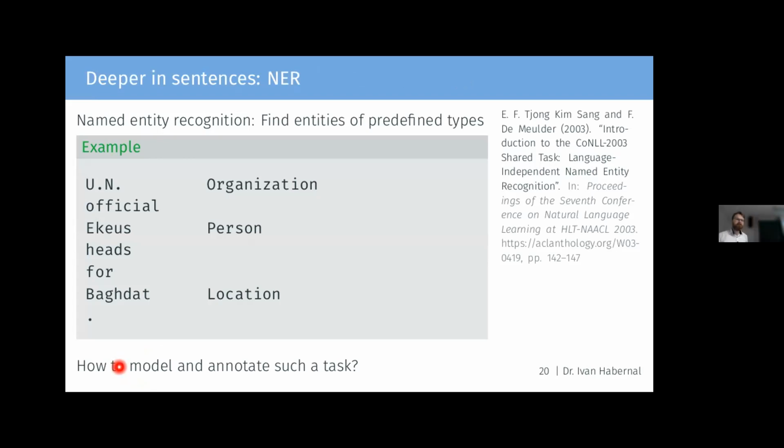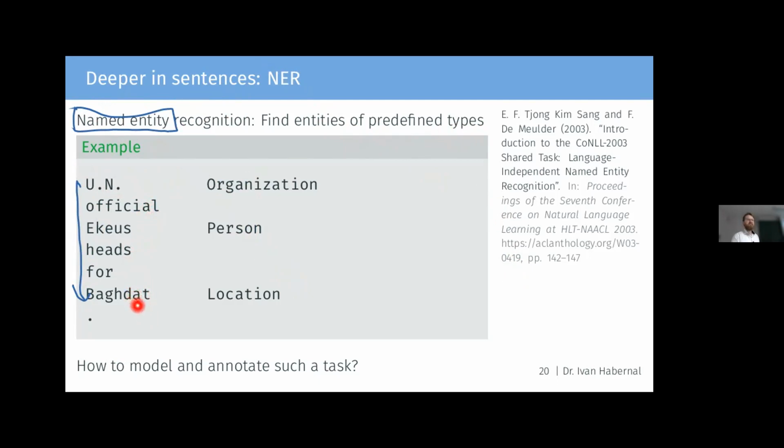So let's move on. Now let's say we are going deeper into a sentence and we're interested in finding entities, or so-called named entities, in a sentence. We have predefined types of entities and we want to locate them in the sentence. Here's an example. The sentence goes from top to bottom: UN official Ekeus heads for Baghdad.